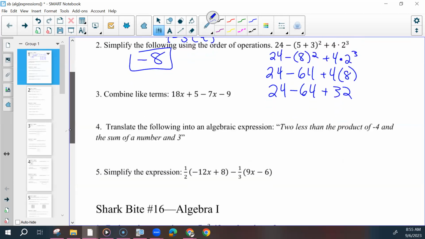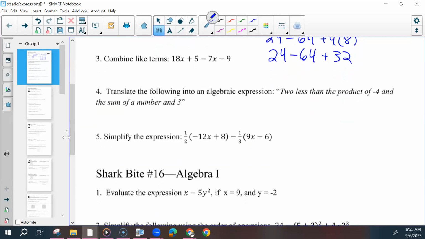Right, and then number 4, 2 less than the product of -4 and the sum of a number and 3. It's a lot going on, so one step at a time. 2 less than, we know we're subtracting, we know the 2 goes to the end. The product of, so we are multiplying -4 and all of this. And then we're adding a number and 3.